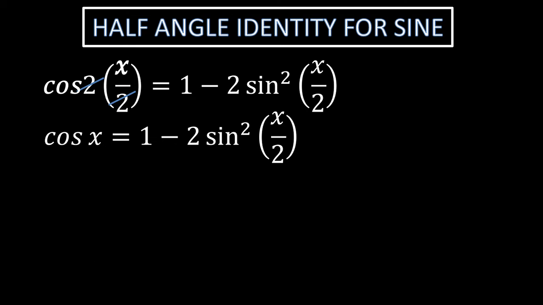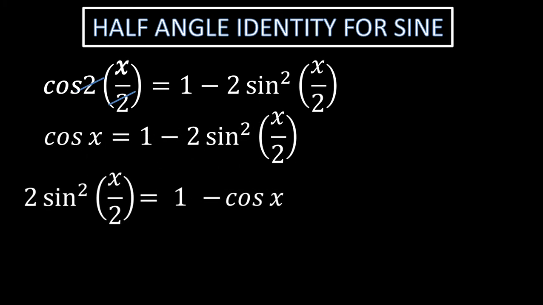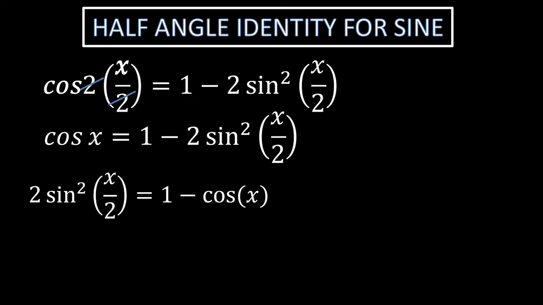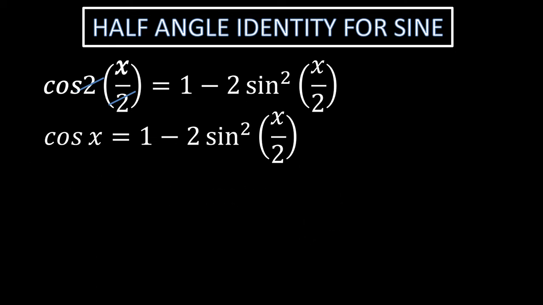And then by using algebraic manipulation, 2 sine squared x over 2 will become 1 minus cosine of x, and then I will multiply both sides of the equation by 1/2, and yung sa left side matatanggal yung 2, and sa right side multiply ko yan ng 1/2. Bale ito na.